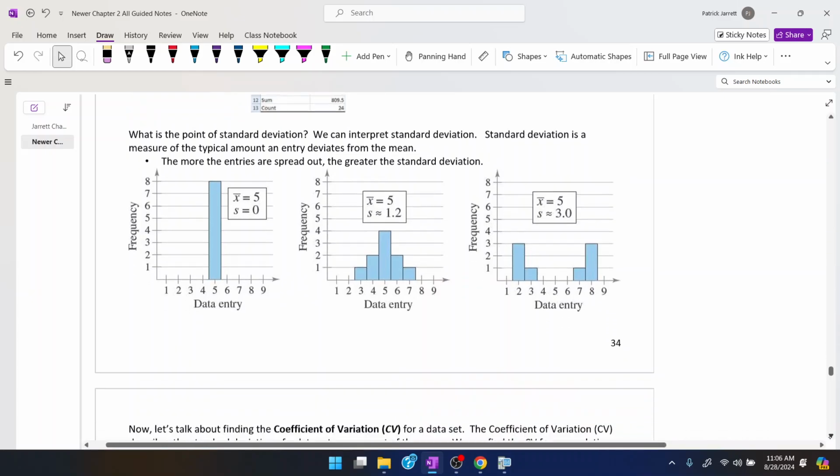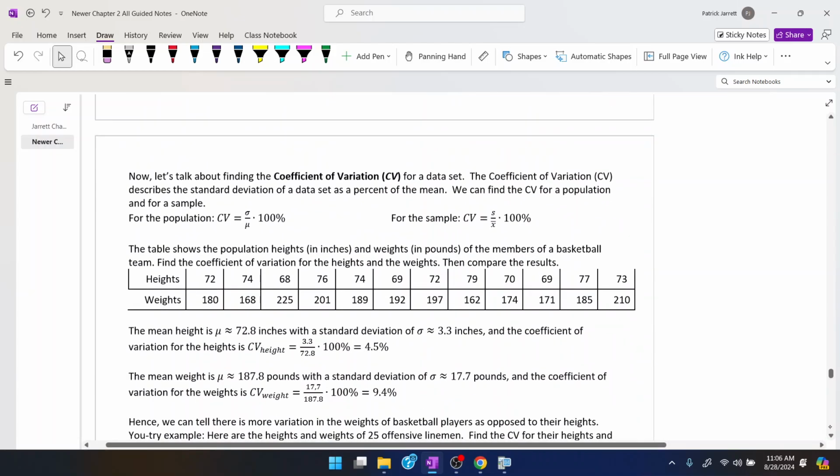So, with that in mind, we're going to do coefficient of variation for a data set. Now, coefficient of variation, we're going to be able to use a calculator. So, how do we figure that out? Well, basically, it will describe the standard deviation of a data set as a percentage of the mean. So you can do it for a population or for a sample.